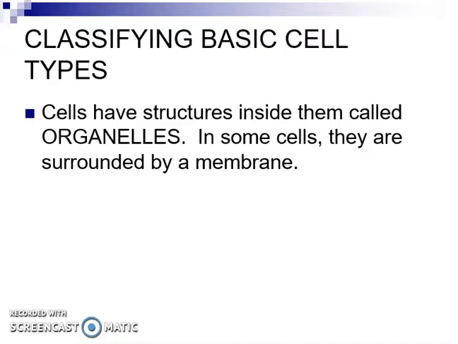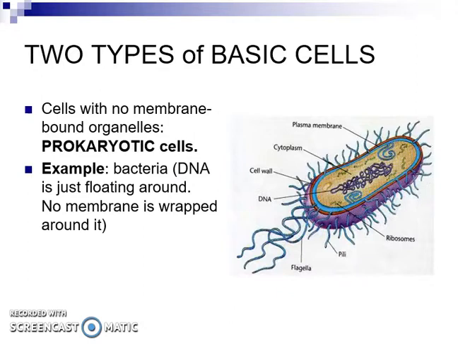Classifying basic cell types. In our reading, we learned about two specific types, and we're going to explore them just a little bit now. Cells have structures inside called organelles, or tiny organs, is a good way to remember it. In some cells, they are surrounded by a membrane, but in prokaryotic cells, they are not membrane bound. A great example of this is bacteria. They have DNA just floating around inside them. There's no membrane that binds it into a specific organelle.